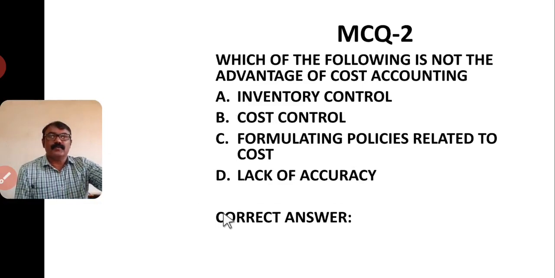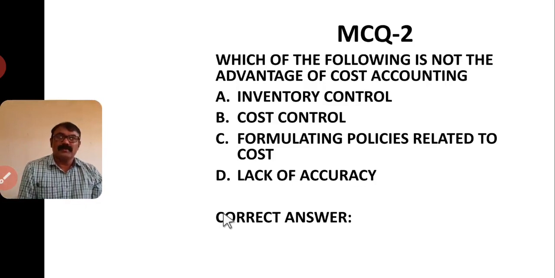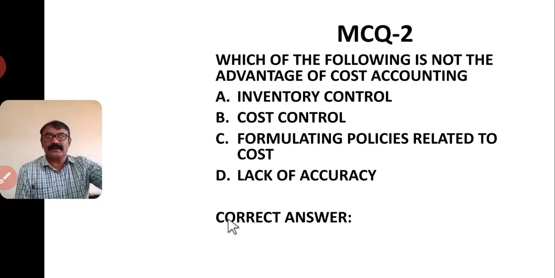And the second one, which of the following is not the advantages of cost accounting? The answers are A, inventory control, B, cost control, C, formulating policies relating to cost, and D, lack of accuracy. These all are the advantages. A, B, and C are advantages; D, lack of accuracy, is not an advantage, so it is the right answer.